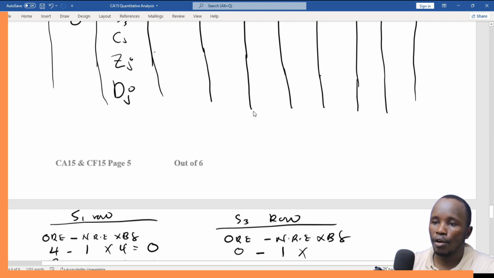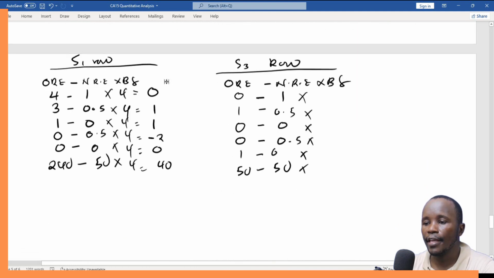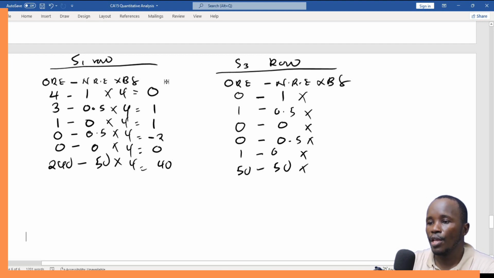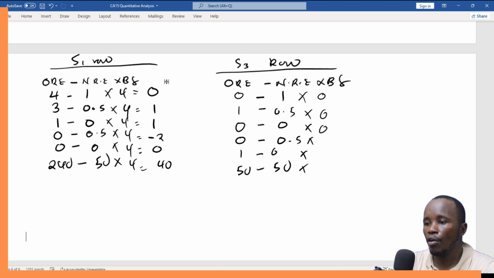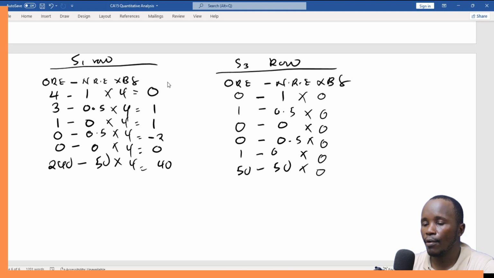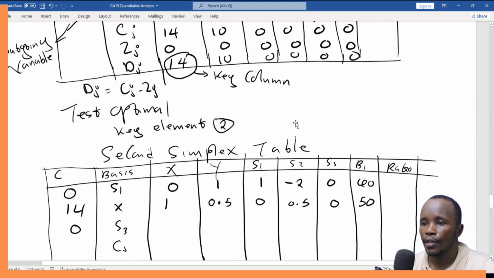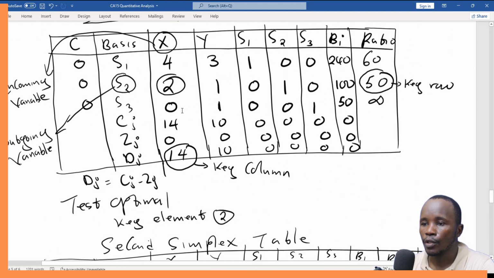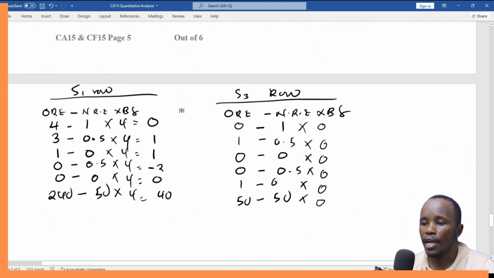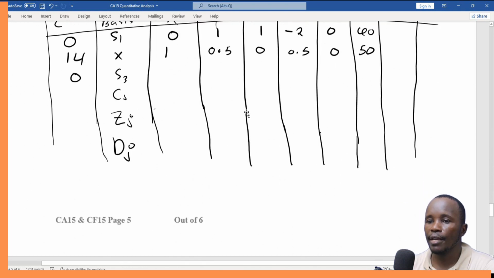Go to the key column and look at the point where it coincides with S3. It is 0 here. This 0 means that everything here we are going to multiply by 0. Once you multiply by 0, all the figures in our old row will come back. So I'll bring back those figures which were in the old row elements, which was 0, 1, 0.